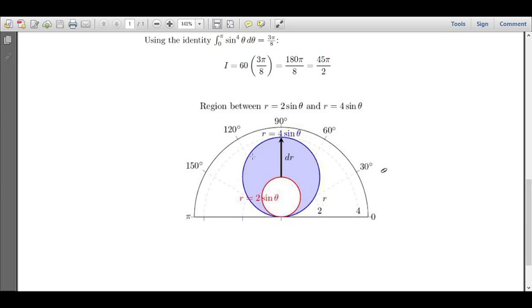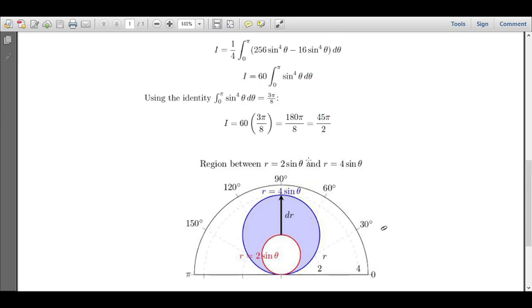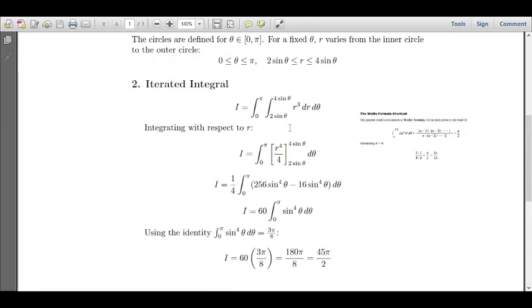Now the angular theta limits are from 0, since theta starts from here at 0 and it moves back to the origin at theta equal to pi. So theta equal to 0 to pi. Now we plug in these limits, and our integral becomes r equal to 2 sin theta to 4 sin theta, theta varies from 0 to pi, r cube dr d theta.